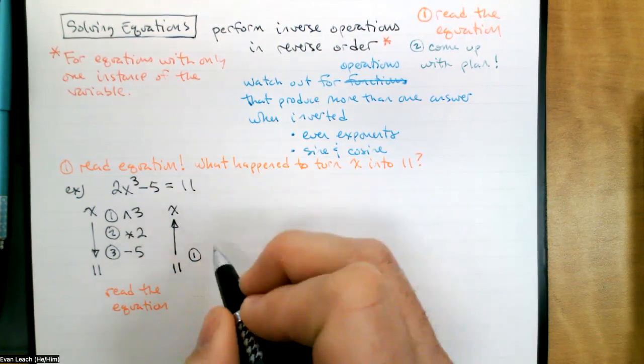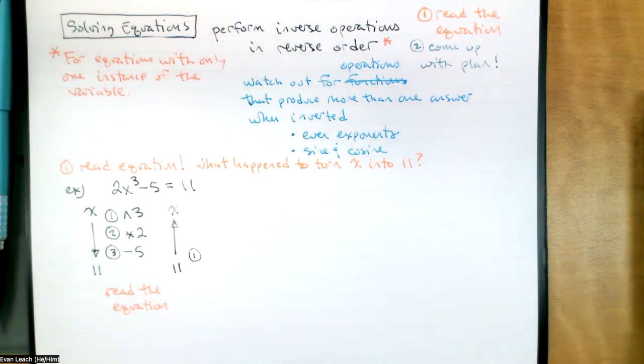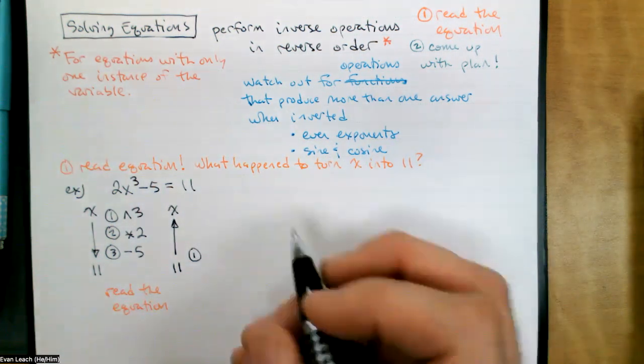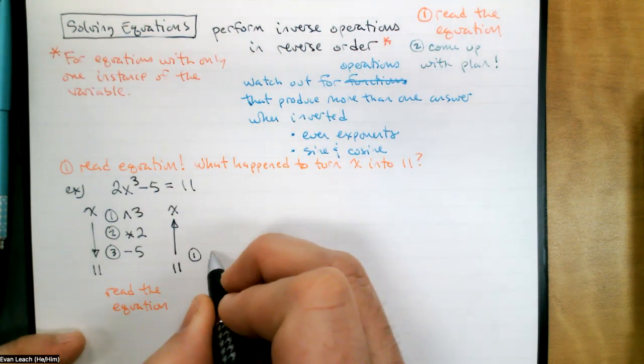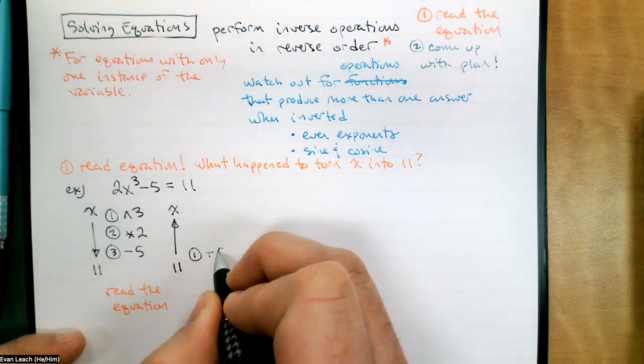So first, the last thing that happened to the X on the left was we subtracted 5. So that's the first thing that we have to undo. You have to take your shoes off before you take your socks off. So the first thing we're going to do is undo the last thing that happened, and we'll add 5.